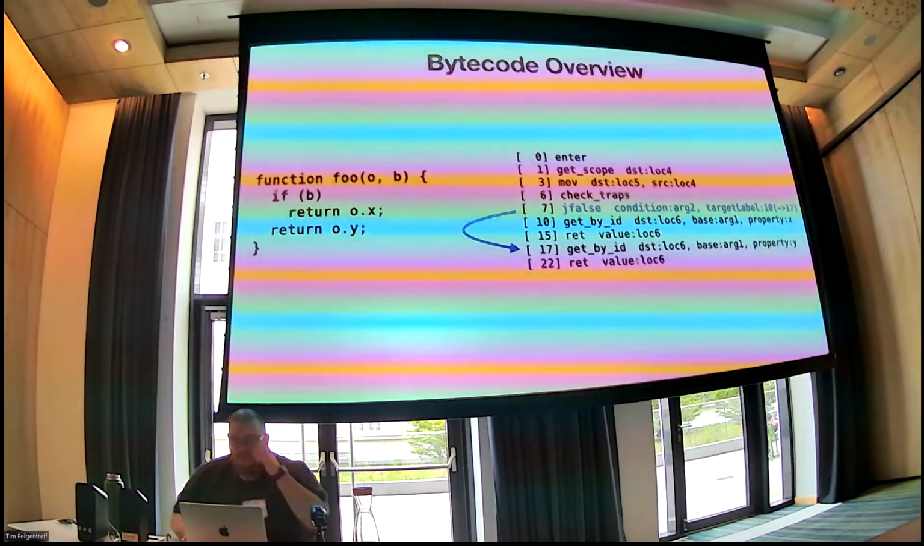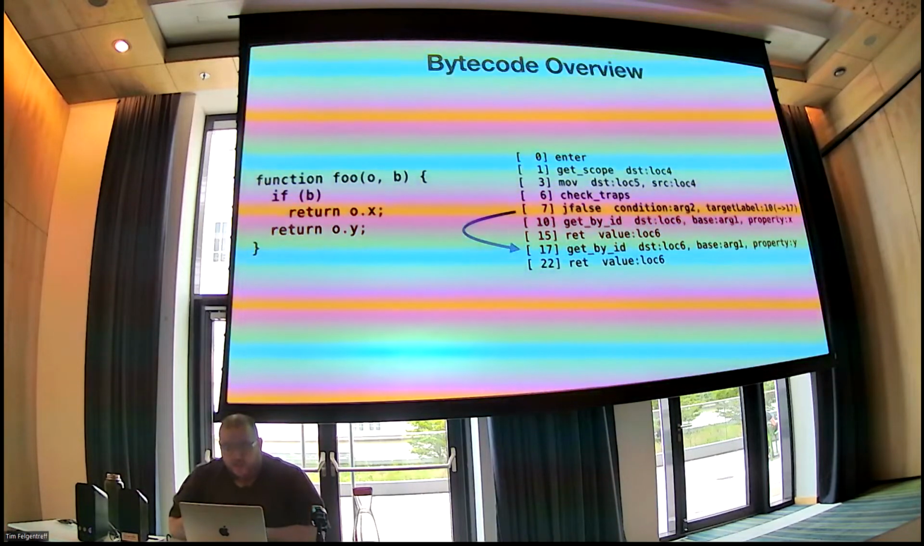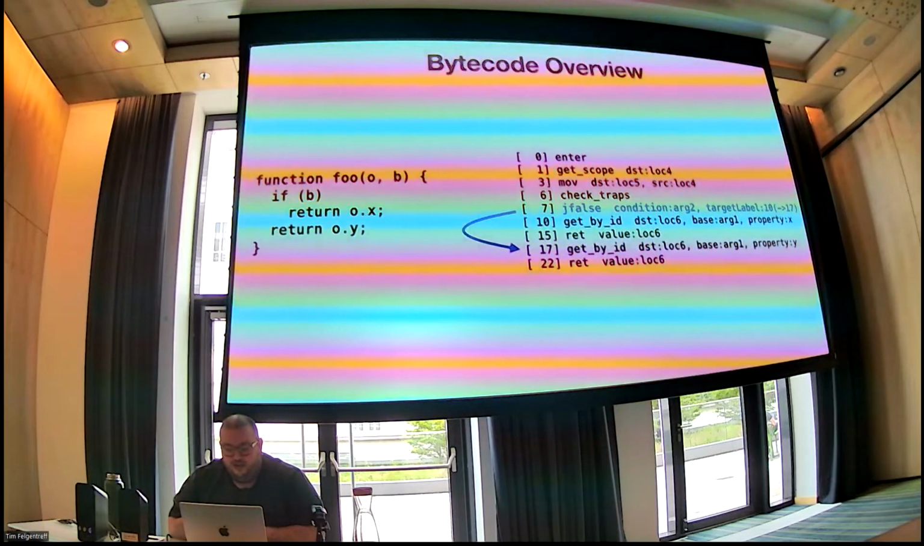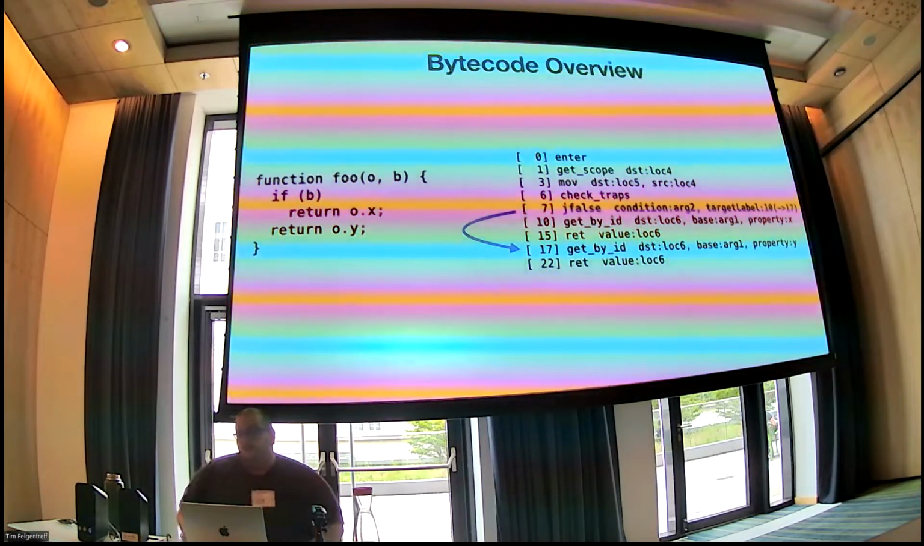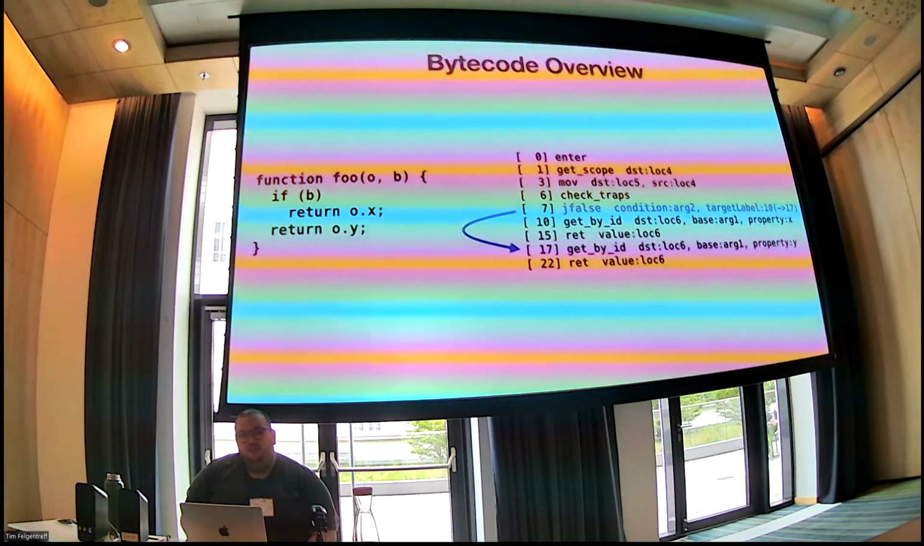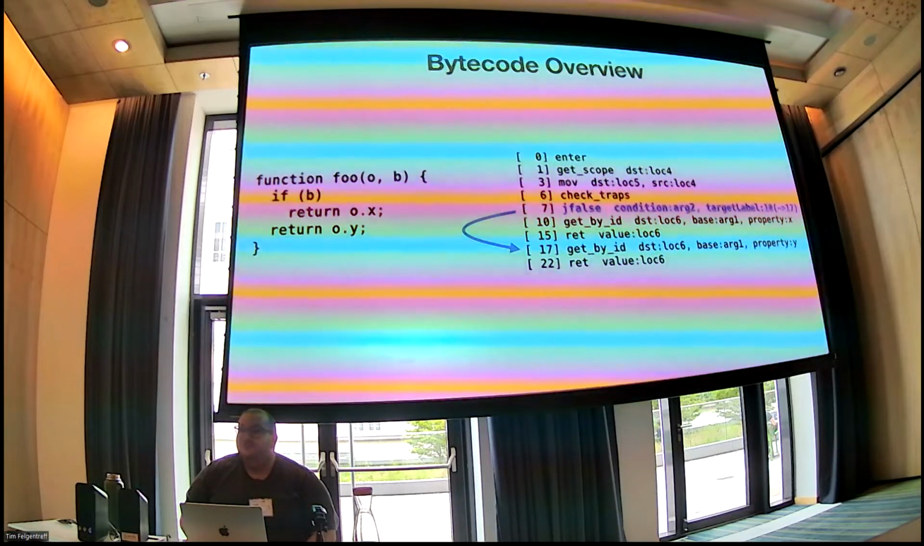And of course, our bytecode can have control flow within it. So here you have a separate program, and you see that we have this J false opcode. So that's a quick overview of how our bytecode works. Does anyone have questions?